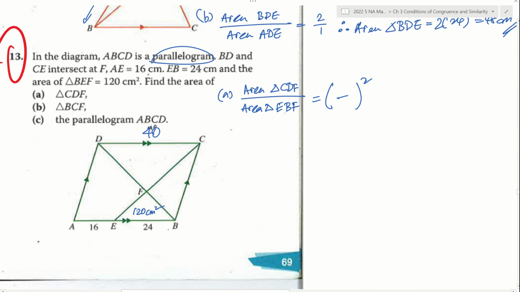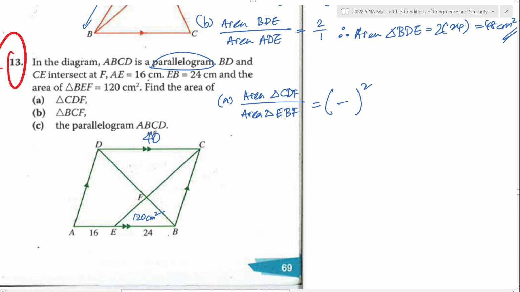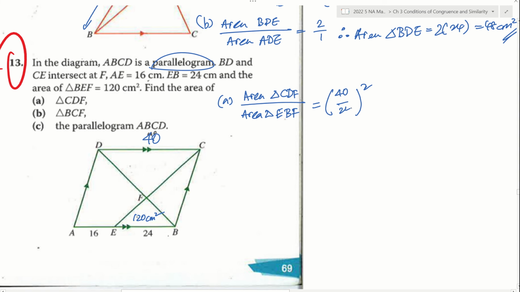So CDF is the big triangle at the top, the numerator, with the small triangle as the denominator. Do we have a pair of corresponding sides? Big triangle, small triangle. Do you have a pair of corresponding sides? Which are they? 24 and 40. Which one in the numerator, which one in the denominator? Which one on top? Bigger one. So 40 and 24 lah. So 40 divided by 24, 5 over 3 squared, we get 25 over 9.